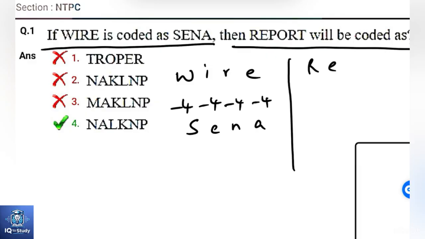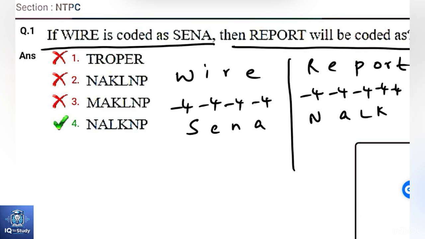Similarly, REPORT is coded as R minus 4 is N, E minus 4 is A, P minus 4 is L, O minus 4 is K, R minus 4 is N, and T minus 4 is P. So the answer is NALKNP.